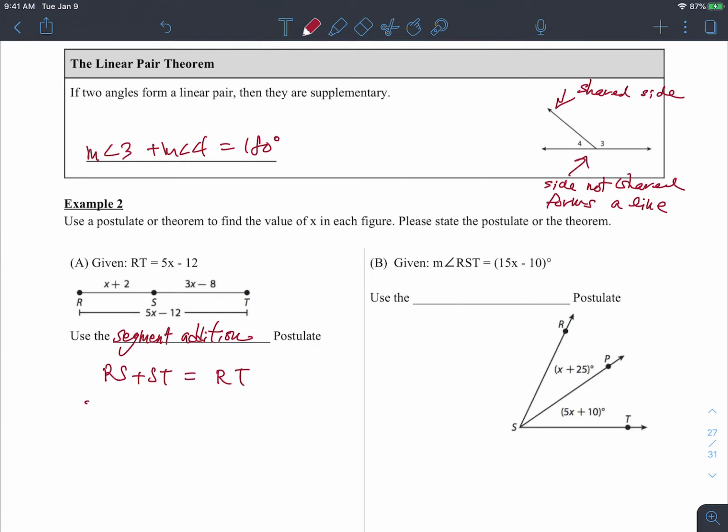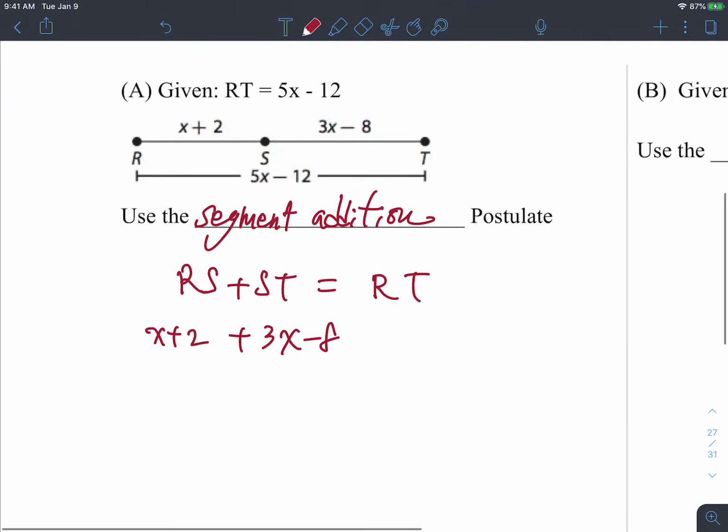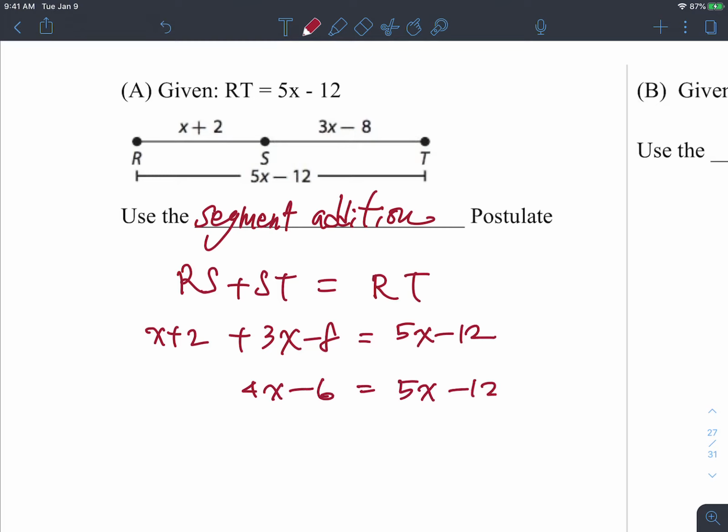So RS is x plus 2, ST is 3x minus 8. Let me zoom that in a little bit so it's easier for you to see. Is equal to RT, which is 5x minus 12. On the left hand side, that gives you 4x minus 6. Copy the right hand side. So we're going to subtract 4x from both sides. When we do that, that yields x.